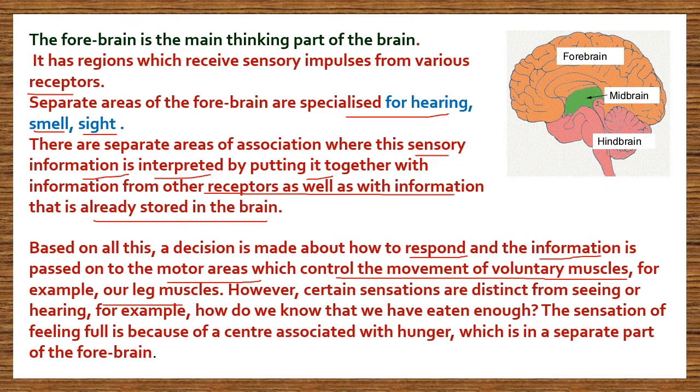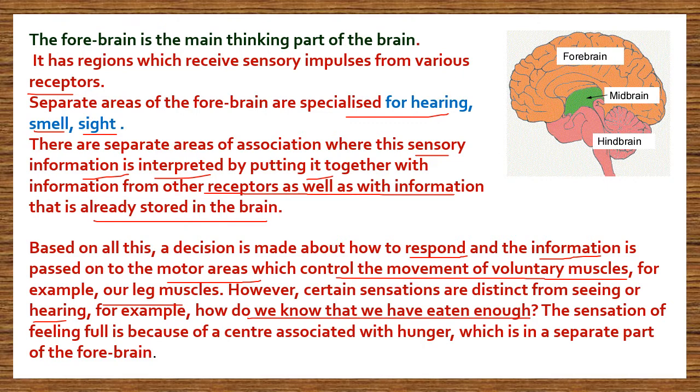However, certain sensations are distinct from seeing or hearing. For example, how do we know that we have eaten enough? Now we should stop. Who is going to tell us? These are sensations, not any change or stimulus or information stored in the brain. The brain will identify that now you have eaten enough and you should stop. So who will tell us that we have eaten enough? Or will the brain tell us that now you are hungry and eat food, and you are supposed to eat only one roti?